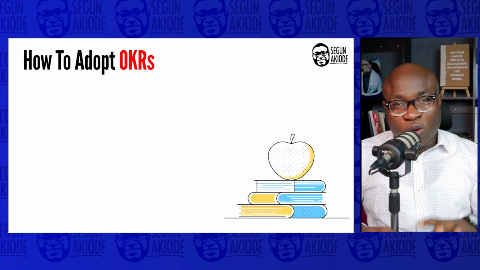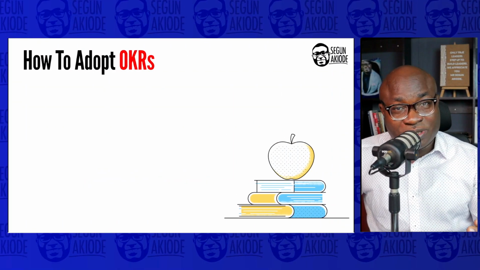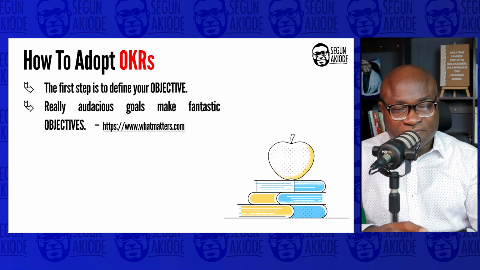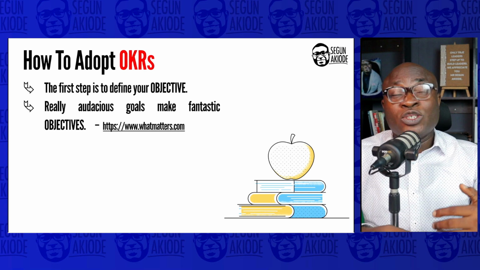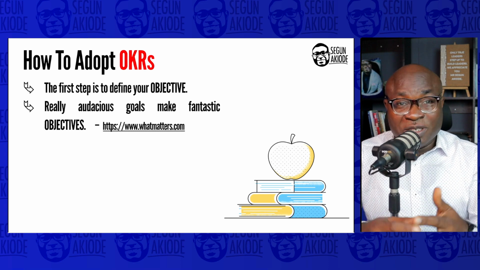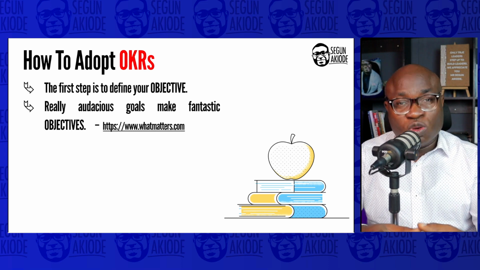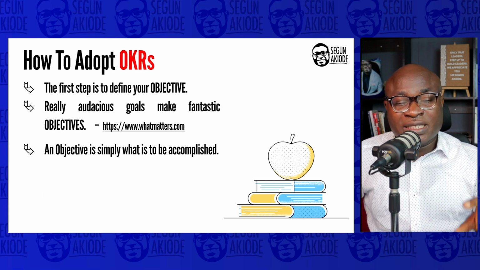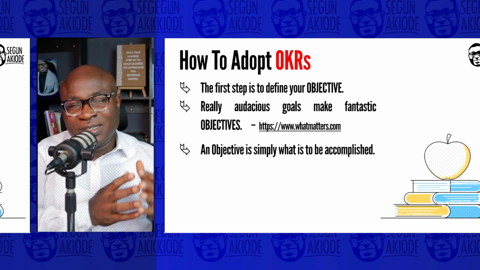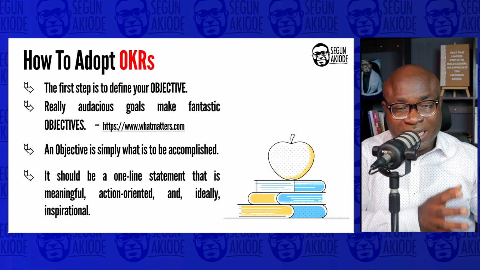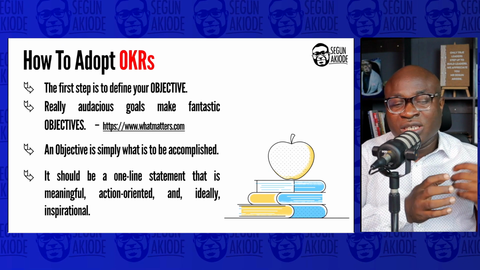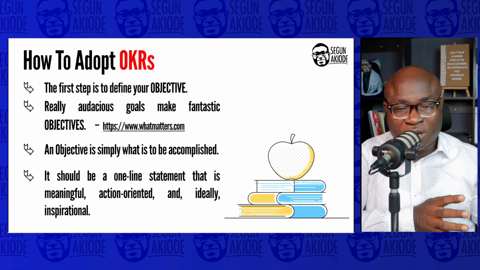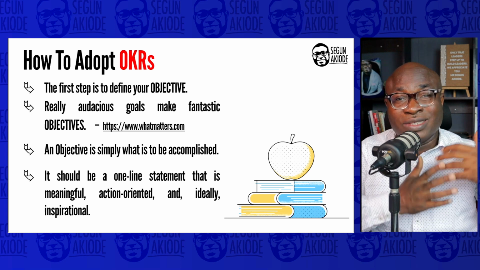If you want to adopt OKRs, how do you go about adopting OKRs? Now, the first step is to define your objective. And your objective, according to whatmatters.com, must be really audacious goals. So you must make your objective something to aspire to. An objective is simply what is to be accomplished. When you're using OKRs, your objective should be a one-line statement. It should be meaningful, it should be action-oriented, and it should be inspirational. More like what we're talking about, making it an audacious goal.